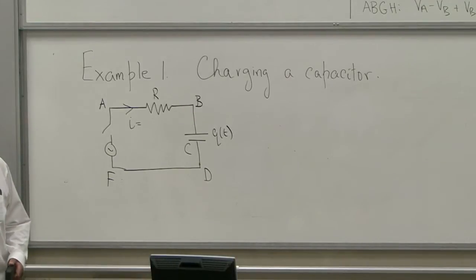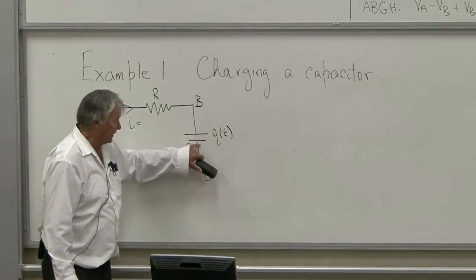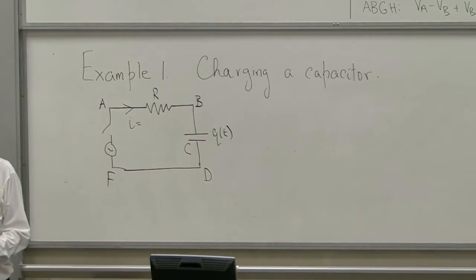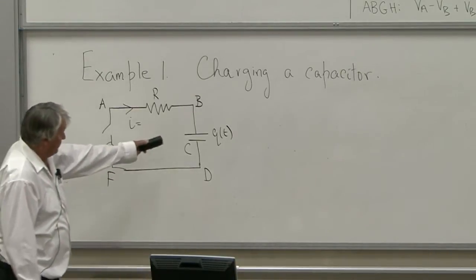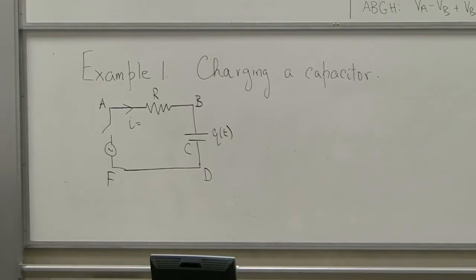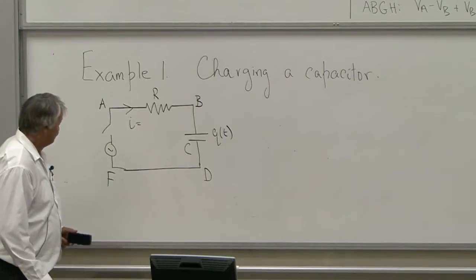So the Q of t, the charge, is going to increase. We'll have, say, the pluses on this side and the minuses on this side. At the beginning, there's no pluses and no minuses. But we want to put a charge here on this capacitor. This is like a battery that we're going to use later on. We want to pump it up.